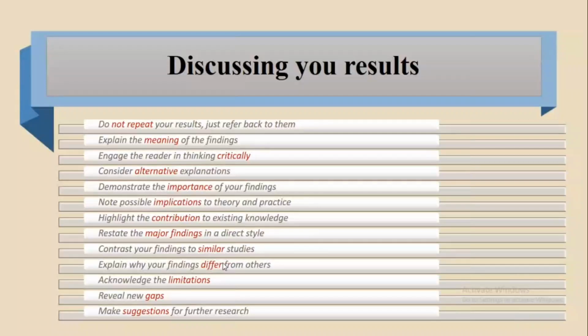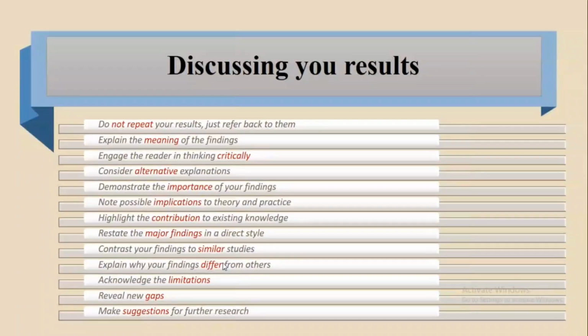Engage the reader in thinking critically. I will not say use rhetorical questions or write in an academic manner, but make the reader feel interested in criticizing your results. Consider alternative explanations. Do not be stuck to one explanation that supports your belief, thinking that you are right or that it will add to the value of your paper or contribute better to the literature.